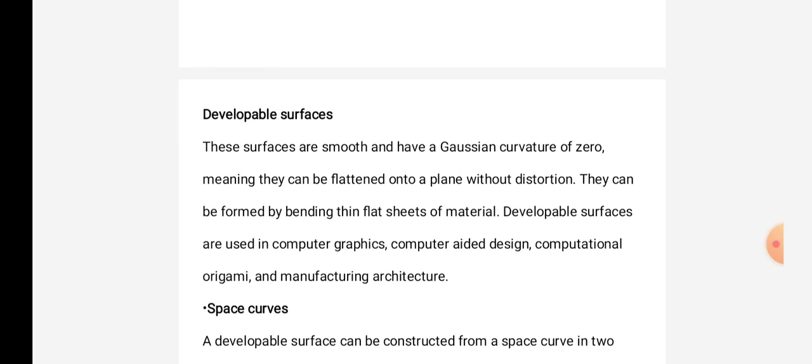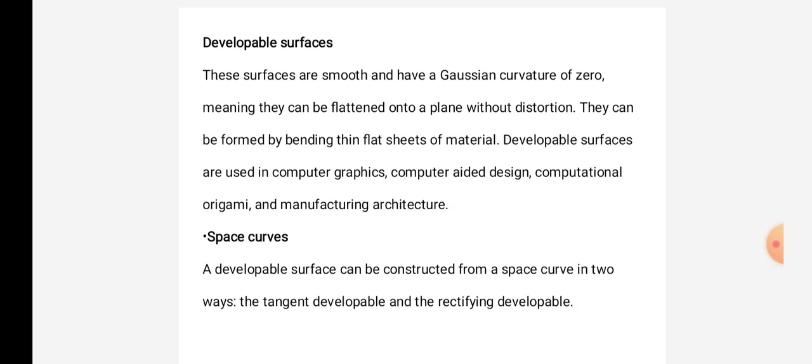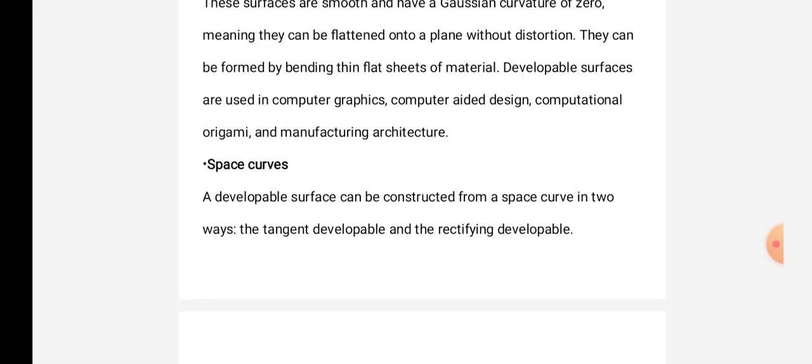What is meant by developable surface? These surfaces are smooth and have a Gaussian curvature of zero, meaning they can be flattened onto a plane without distortion. They can be formed by bending thin flat sheets of materials. Developable surfaces are used in computer graphics, computer-aided design, computational and manufacturing architecture. Space curve: a developable surface can be constructed from a space curve in two ways, the tangent developable and the rectifying developable.